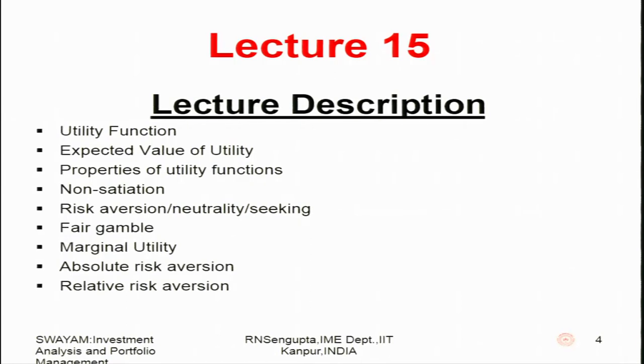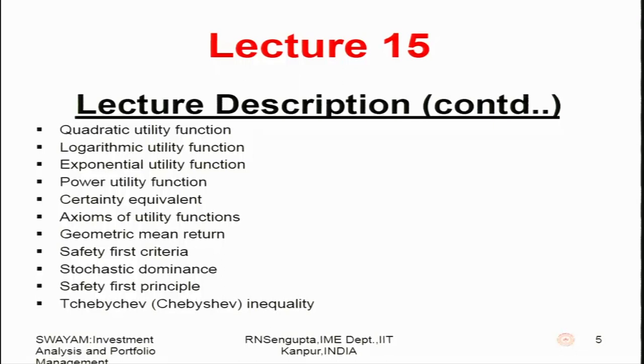Obviously, there would be follow up lectures in the 16-17, but still I will mention what would be forthcoming as we proceed. We will consider the four different utility functions, the quadratic, logarithmic, exponential and power utility functions, and what are their properties with respect to absolute risk aversion property and relative risk aversion property. We will consider the concept of certainty equivalent, what it actually means when you are trying to compare utility functions. We will go into in just brief details about axioms of utility functions.